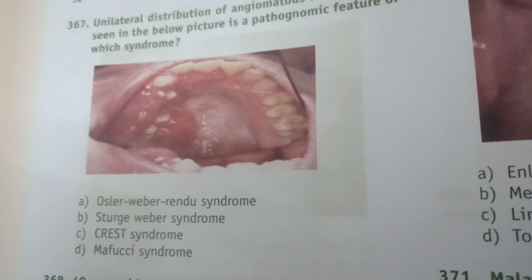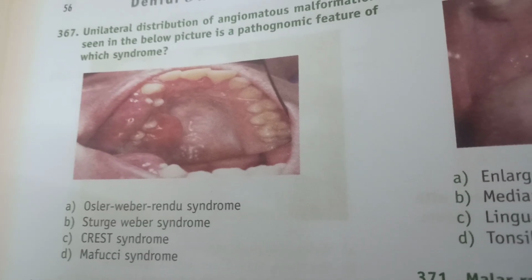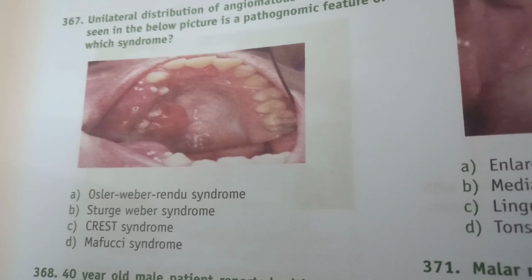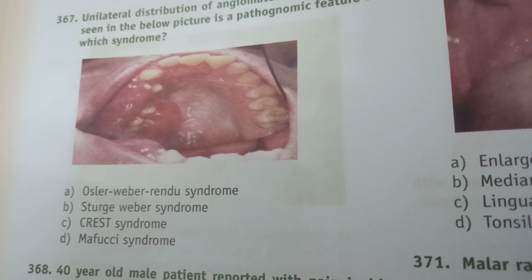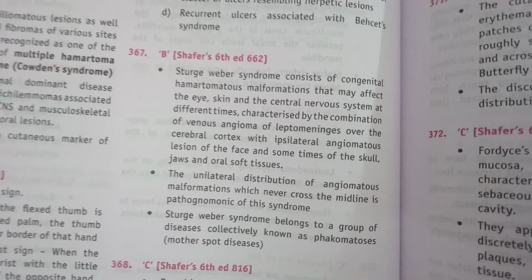Unilateral distribution is the key term: unilateral distribution of angiomatous malformation is seen in Sturge-Weber syndrome. There are other characteristic features of the syndrome also. We'll see them in the discussion part. Focus on 367 number question.